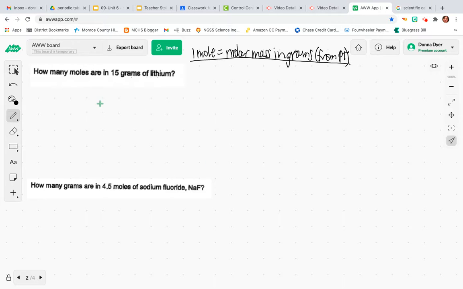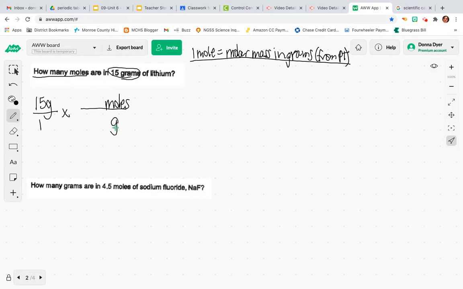So we're going to start out just like we always do. How many moles are in 15 grams of lithium? Well, we have 15 grams here. That's our given. How many moles is what we're looking for. So 15 grams over 1. Put your given over 1. Now remember, units come first. We want to cancel out grams. So where does it go? It goes on the bottom. What goes on the top? What we're looking for. We're looking for moles.